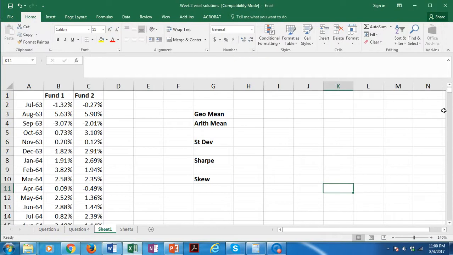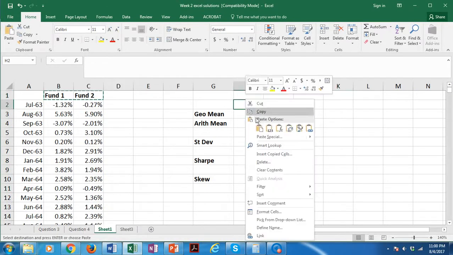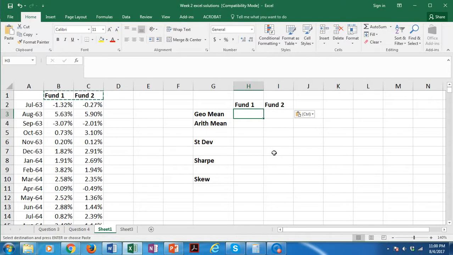So here are the two funds. Here's the information we are given, fund 1 and fund 2. First of all, let's copy these two names here. First of all, we will calculate geometric mean. And to calculate geometric mean, we need to add 1 to each of these returns, because that's the formula for geometric mean. 1 plus return multiplied by 1 plus return multiplied by 1 plus return of the next period, this way.